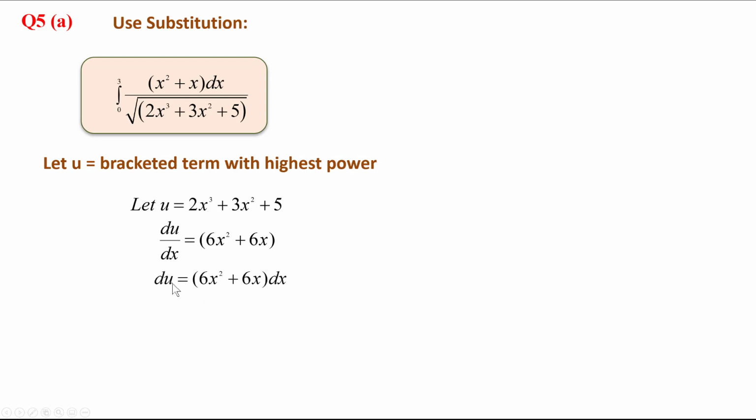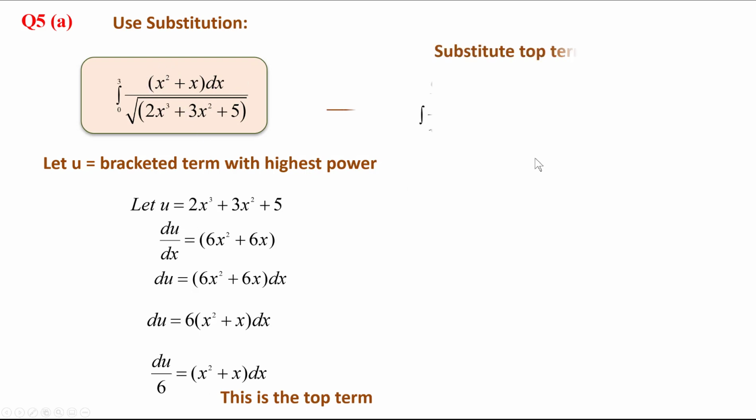Cross multiply gives du equals 6x squared plus 6x dx. Take out the 6 and we get du equals 6 times (x squared plus x) dx. Now the (x squared plus x) dx is what we want on the top, but here we have 6 times (x squared plus x) dx. So divide both sides by 6 and we get (x squared plus x) dx is du over 6, and this is the top term. So substitute du over 6 for the top term and we get du over 6 divided by the square root of u, which is the bottom term.